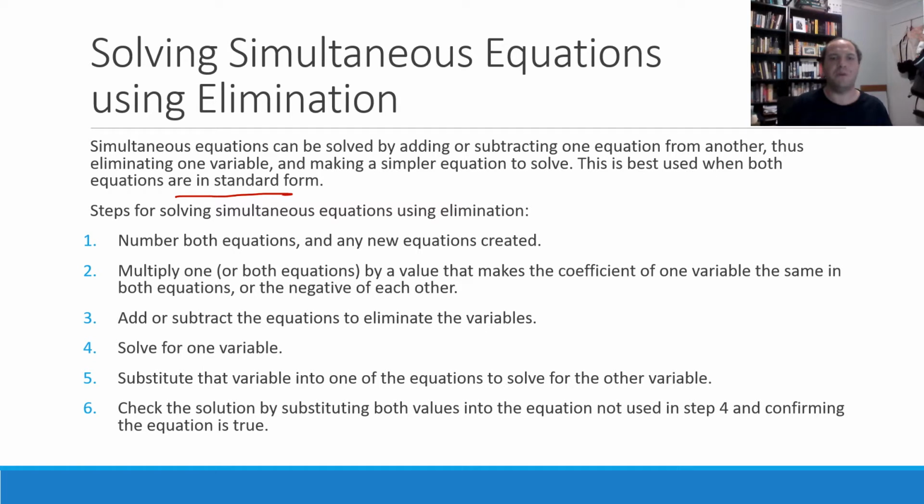Multiply one or both equations by a value that makes the coefficient of one variable, so the number in front of one variable, the same in both equations, or one the negative of the other. So for example, both could be negative 2, or one could be negative 2 and one positive 2. We'll do one example of each coming up. We then add or subtract our equations to eliminate the variable, and from there our steps are the same as using substitution. Solve for one variable, substitute that variable into one of the other equations to solve for the second variable, and then check our solution.